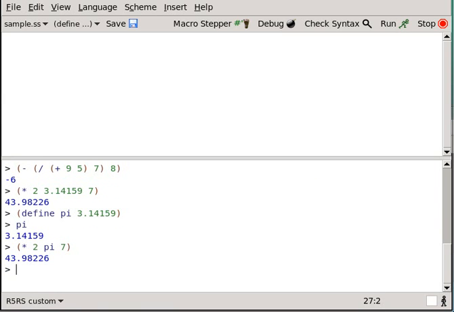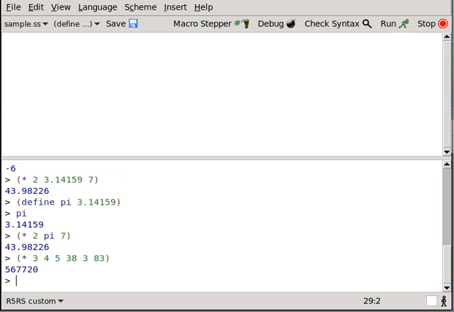Now you'll notice here as well that this multiplication function can take as many arguments as you'd like. So we can do times like this, quite a lot of them. And it's the same for plus and divide and minus as well. Alright, well, in the next lesson you're going to learn about lists.